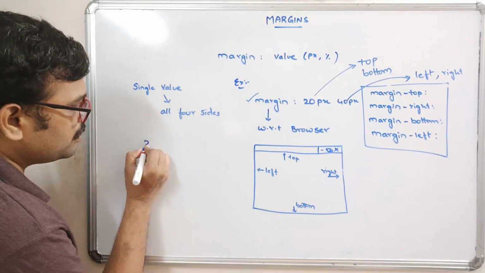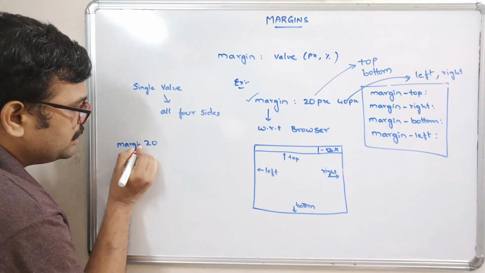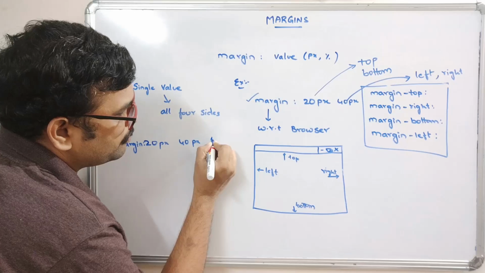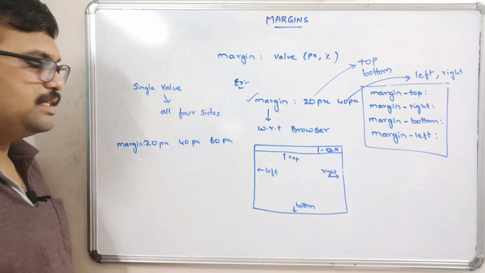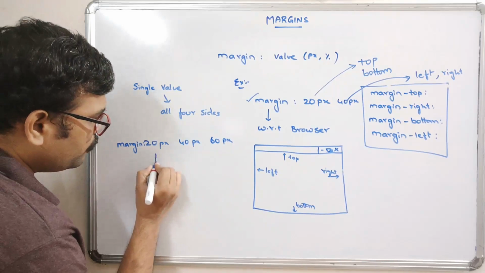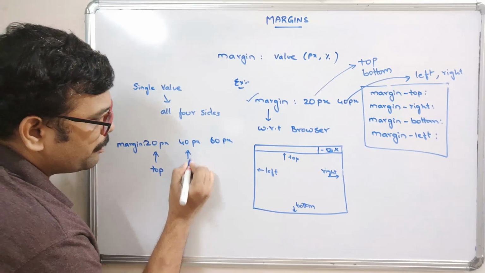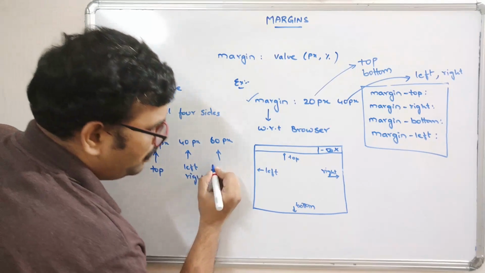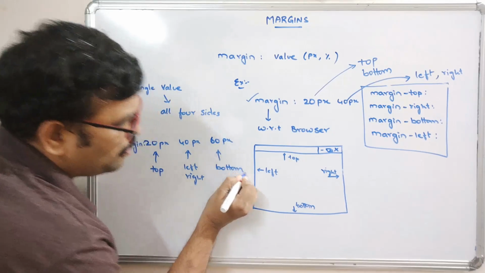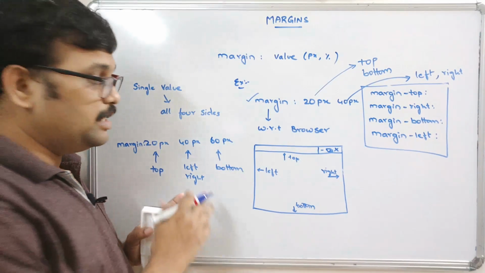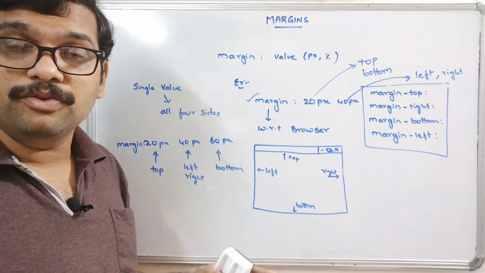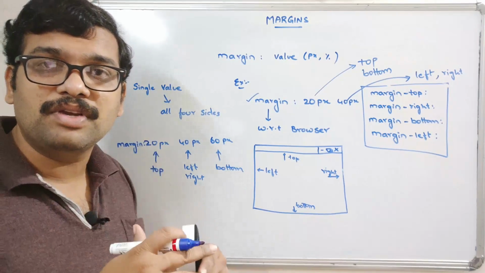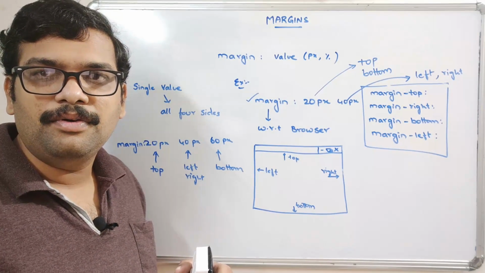And if you give three values, so margin 20 pixels, 40 pixels and 60 pixels, the first value represents the top margin, the second value represents the left and right margins, and the third value represents the bottom margin. Okay, so like this we can apply the margins. We can give four values, three values, two values, or a single value to apply the margin.